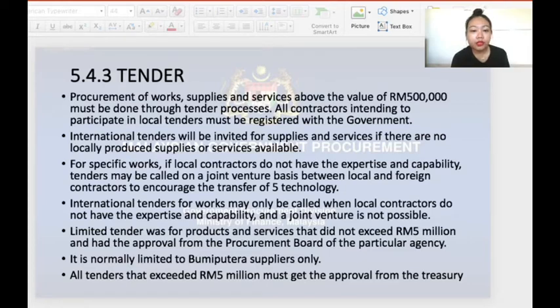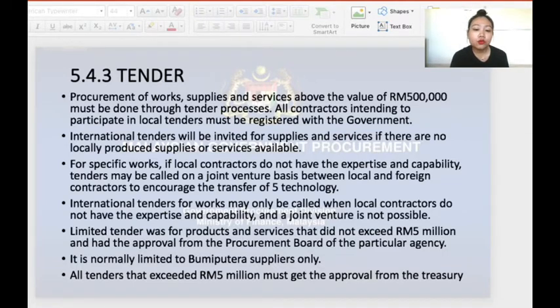International tenders will be invited for supplies and services if there are no locally produced supplies or services available. For specific works, if local contractors do not have the expertise and capability, tenders may be called on a joint venture basis between local and foreign contractors to encourage the transfer of technology. International tenders for works may only be called when local contractors do not have the expertise and capability and a joint venture is not possible.